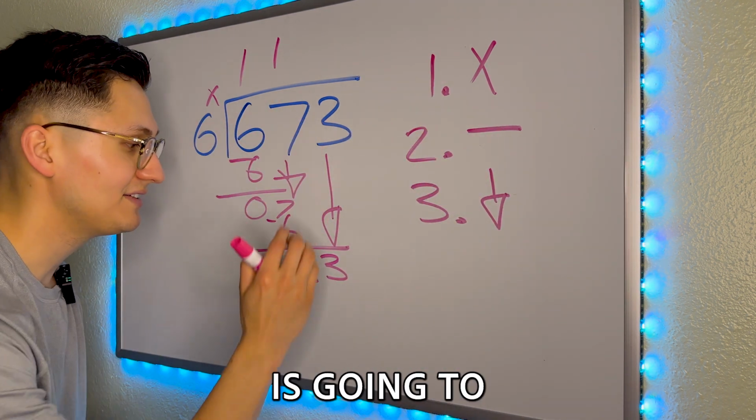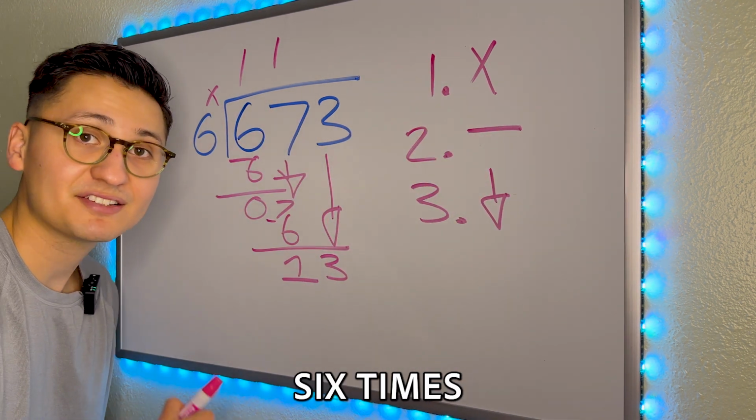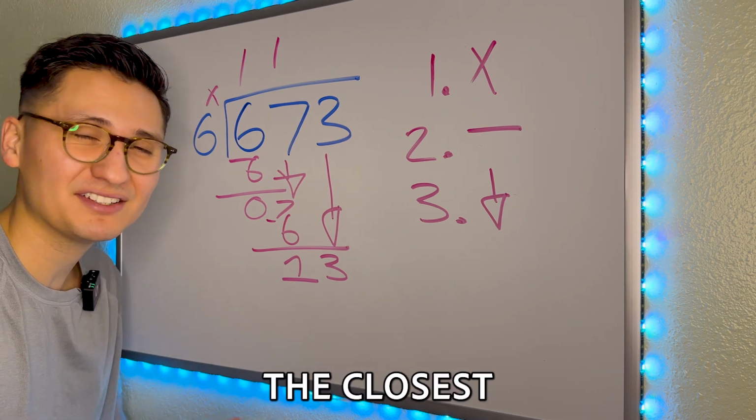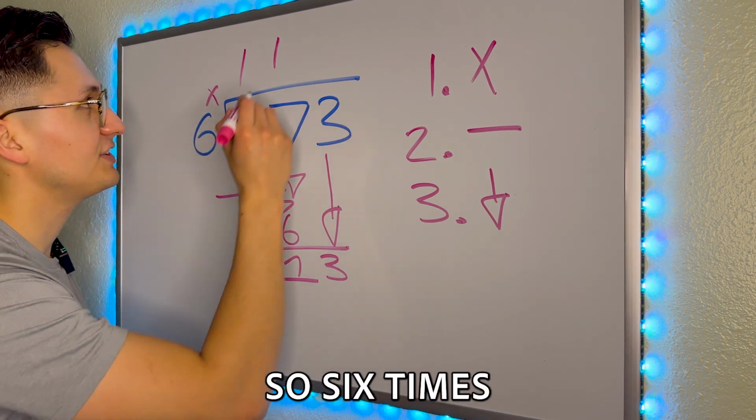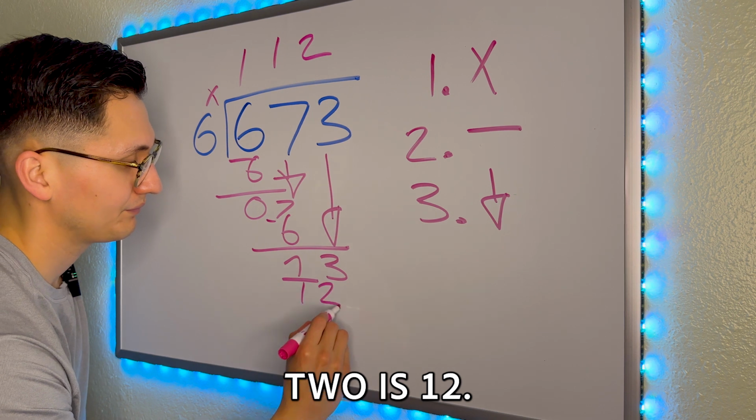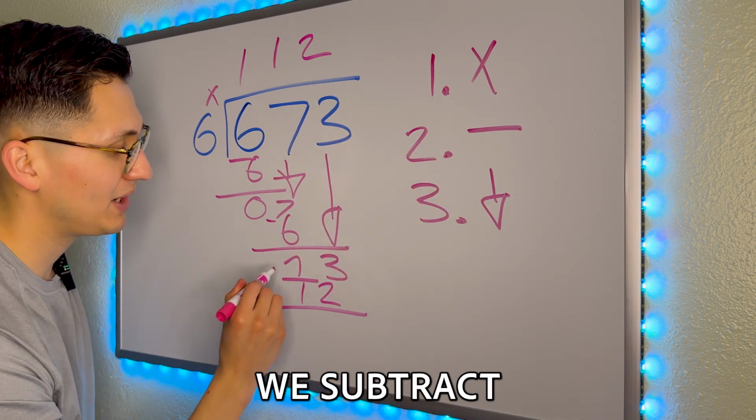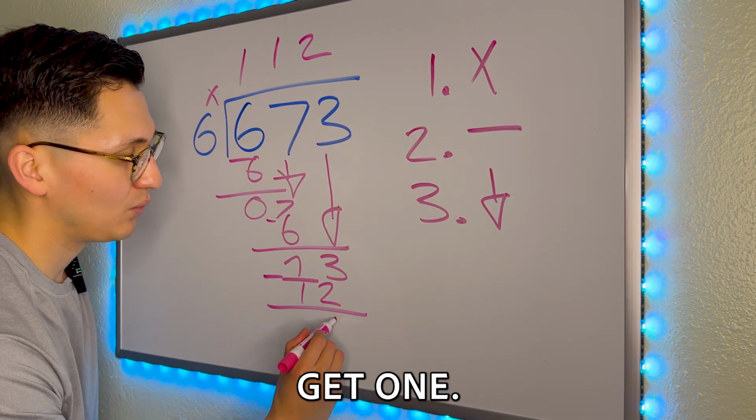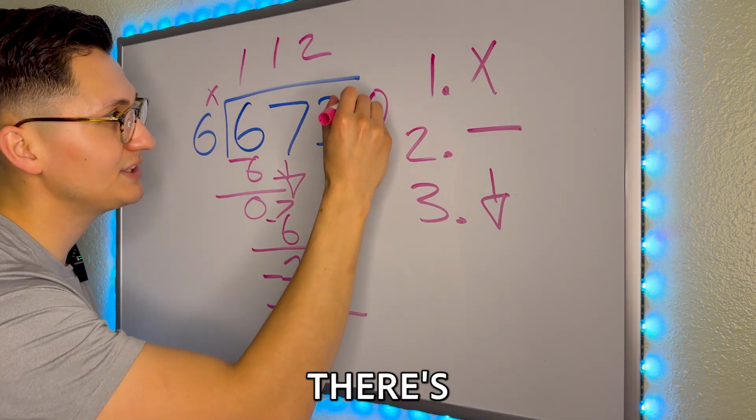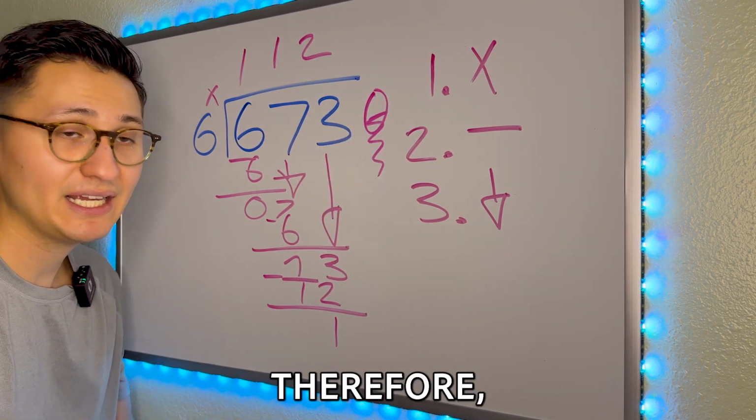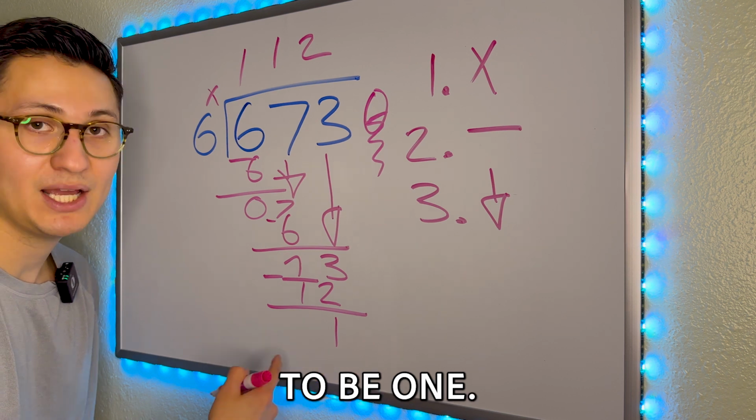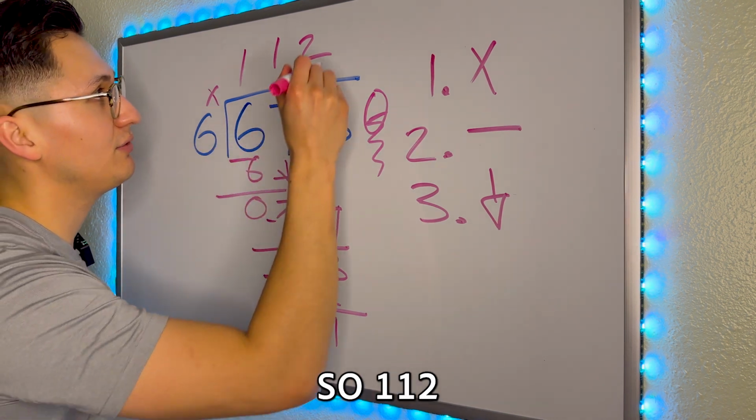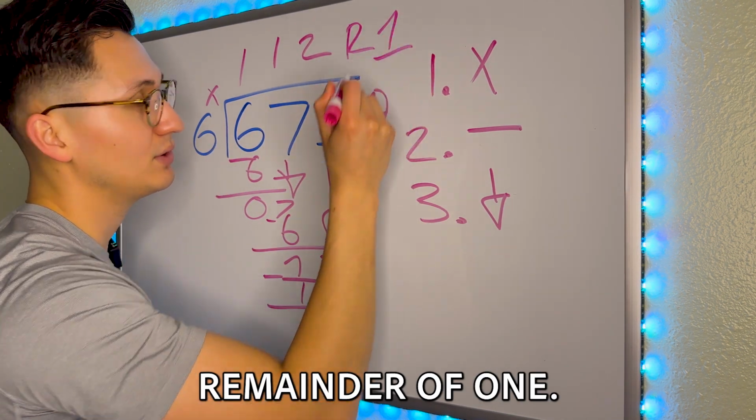6 times what is going to give us 13? 6 times 2 is going to give us 12. That's the closest we can get. So 6 times 2 is 12. Step 2, we subtract. And we get 1. Step 3, we bring down. There's nothing left to bring down. Therefore, our remainder would have to be 1. So 112 with a remainder of 1.